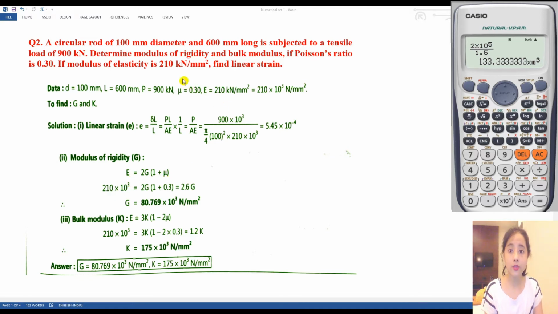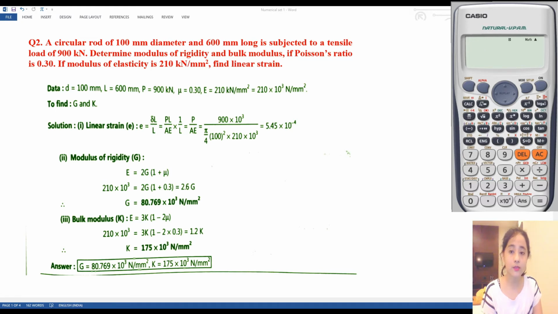So let us put all the values here. E is given equal to 210 kilonewton per mm square. So 210, we convert it into Newton. We get 210 into 10 raised to power 3 Newton per mm square. So we put this value here: 210 into 10 raised to power 3 Newton per mm square equals to. Now from here we have to find the value of G, so leave G as it is. Equals to 1 plus 0.3. The value of mu is given as 0.3, so first we will solve inside the bracket.